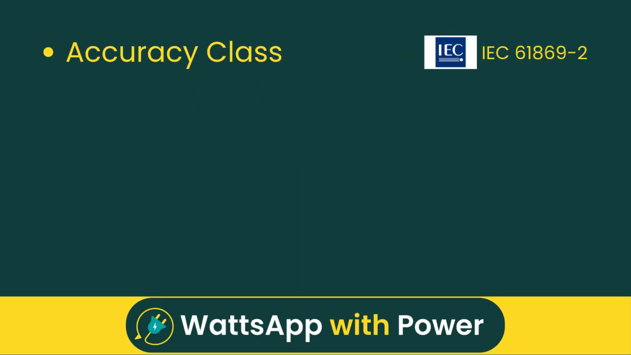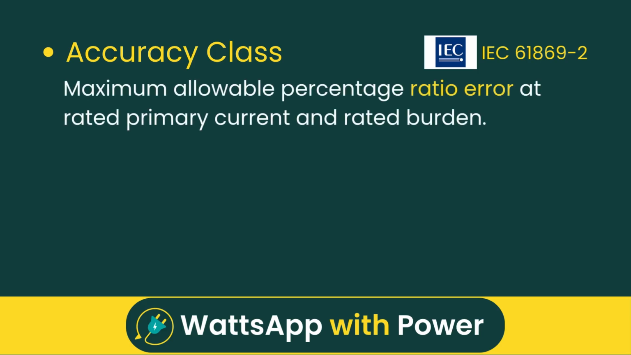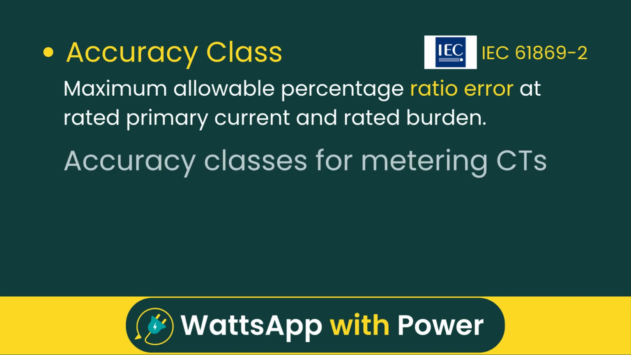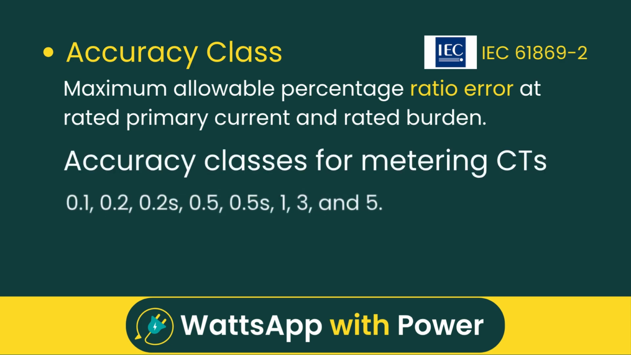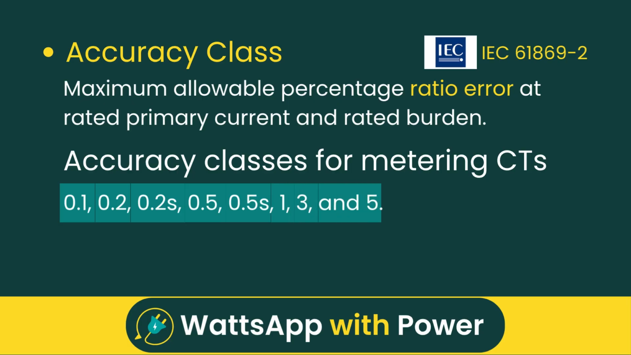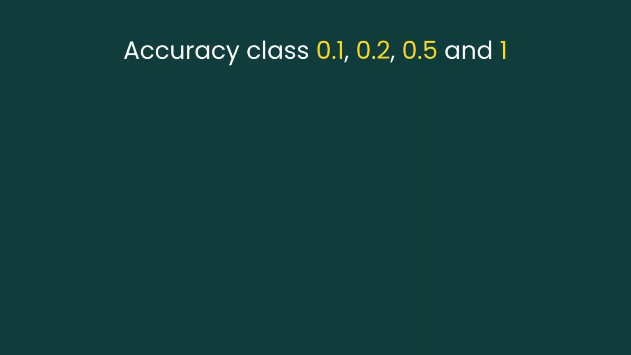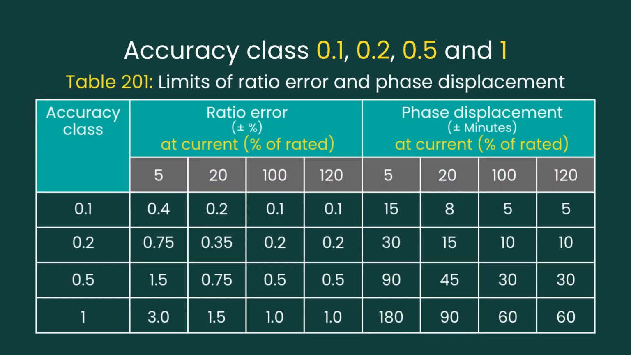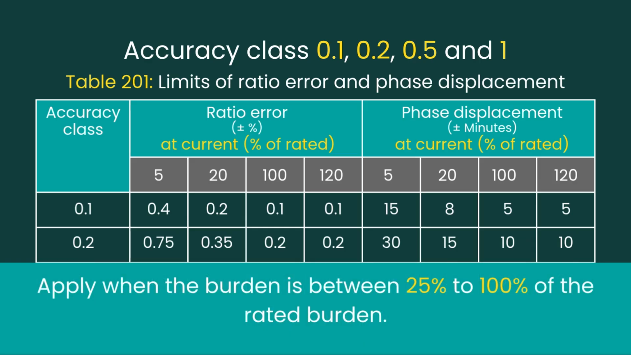As per IEC 61869, Part 2, the accuracy class defines the maximum allowable percentage ratio error at rated primary current and rated burden. Common accuracy classes for metering CTs include 0.1, 0.2, 0.2s, 0.5, 0.5s, 1, 3, and 5. For classes 0.1, 0.2, 0.5, and 1, the error limits are defined in Table 201. These limits apply when the actual burden is between 25% to 100% of the rated burden.